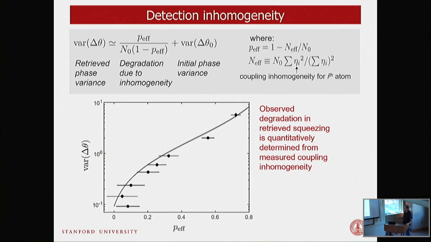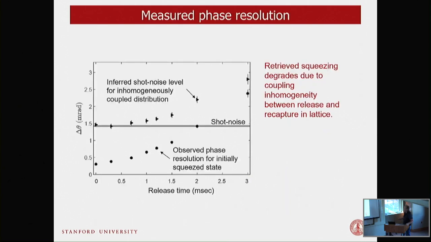This is effective loss, which changes when you change the release time. Longer release times, where the atoms are in free space for longer, lead to greater inhomogeneity, and this is the observed variance. And so this is where you have basically short release times. This is where you have the longest release times, and you see a degradation in the observed phase variance. And you can look at that data a different way. This is the release time in milliseconds, and this is the observed phase variance. This is the value that you associate with shot noise for N0 atoms all homogeneously coupling.